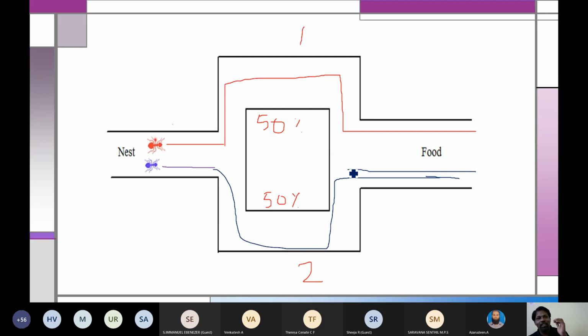You can see the pheromone content is the same in the top and bottom path because the distance is the same. So it can either take the top path or the bottom path. It's just a 50-50 chance, since the pheromone content is the same. Assume that this ant is also taking the same path.